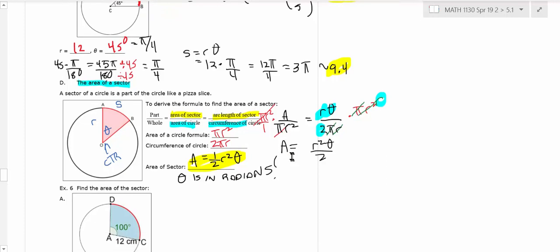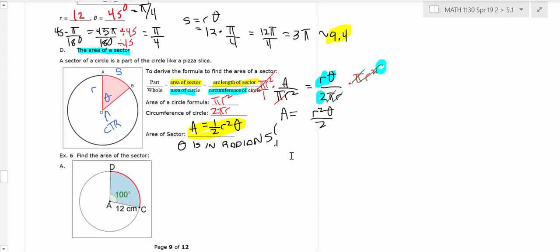Okay, all right, so we're going to crunch a couple of these out. On this example here, we're going to find the area of this sector. You've got everything you need to know. All you got to know is 2 things: the radius and the angle. What's the first thing you got to do with that 100 degrees? Change to radians, otherwise you're going to get ridiculous answers.